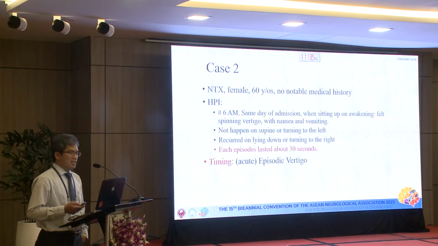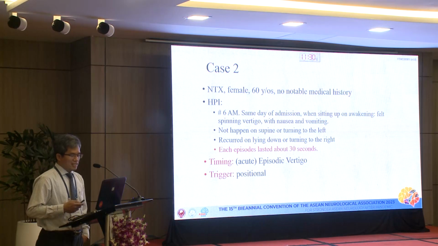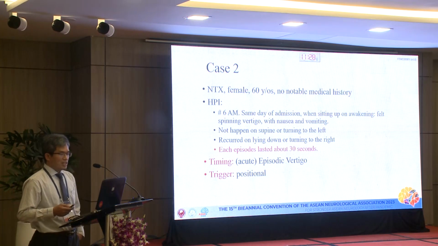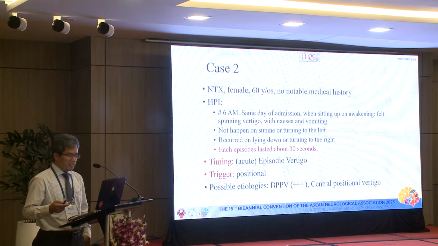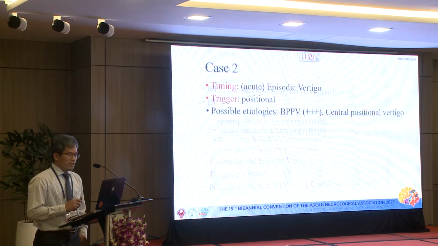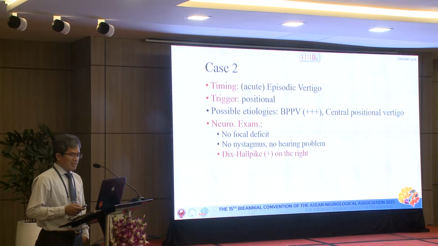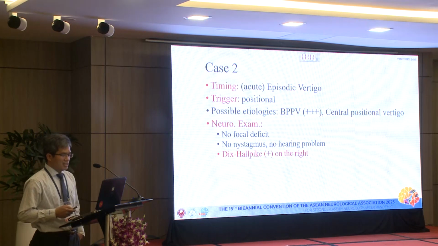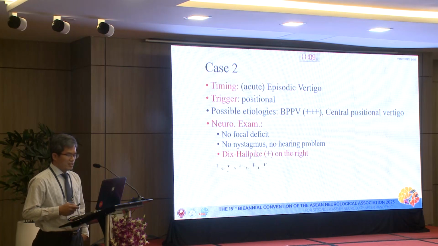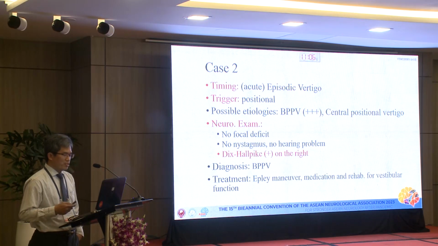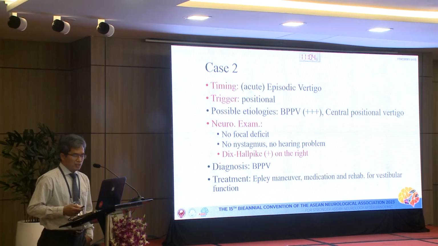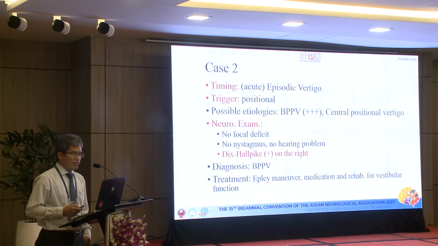So the timing is acute, but it's an episodic vertigo, and the trigger is positional. So the possible etiology is BPPV, or even sometimes a central positional vertigo. We do the neurological examination and the test. It shows no deficit, no nystagmus, and only the Pi maneuver is positive on the right. So the diagnosis now is BPPV, and the treatment is to apply the maneuver with some medication and rehabilitation for vestibular function as needed.